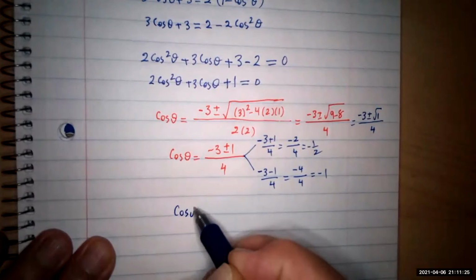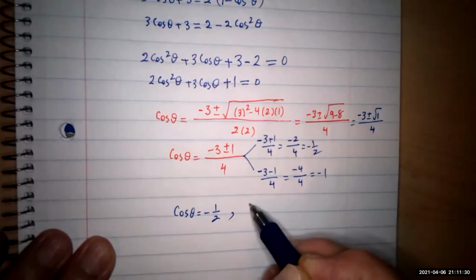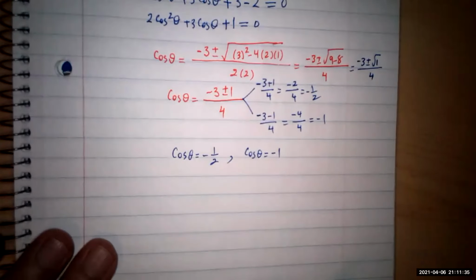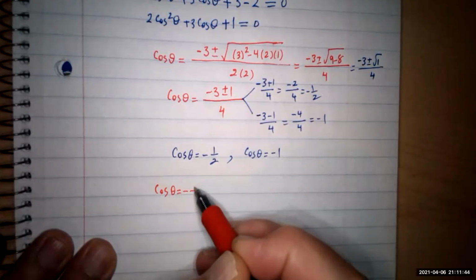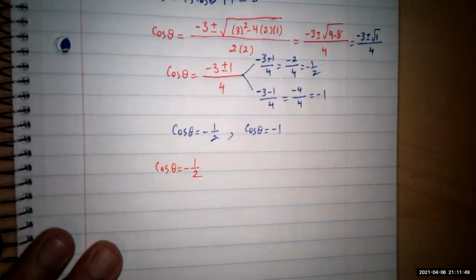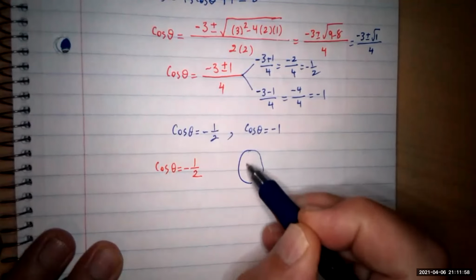You have to check cosine theta equal to -1/2, and you have to check cosine theta equal to -1. Any question? Quickly, we can find it from the table. If cosine theta is equal to -1/2, two solutions. Cosine is negative in the second quadrant and the third one. So you go to your table and you get it right away.